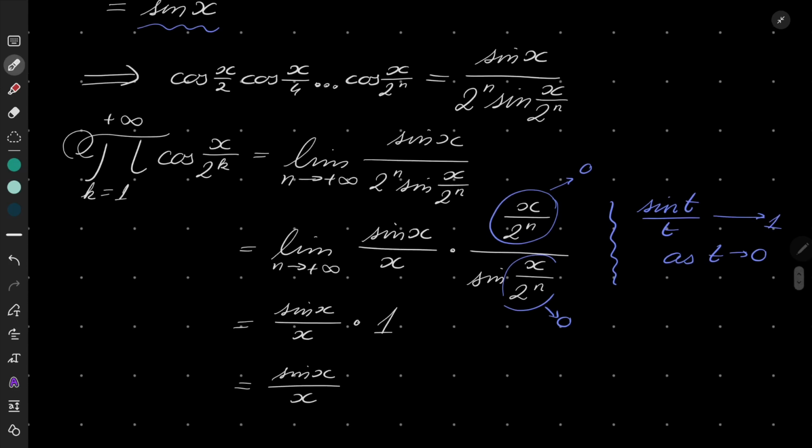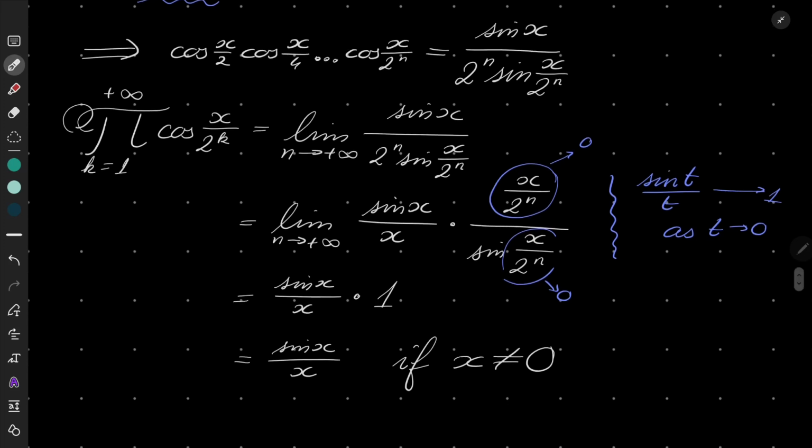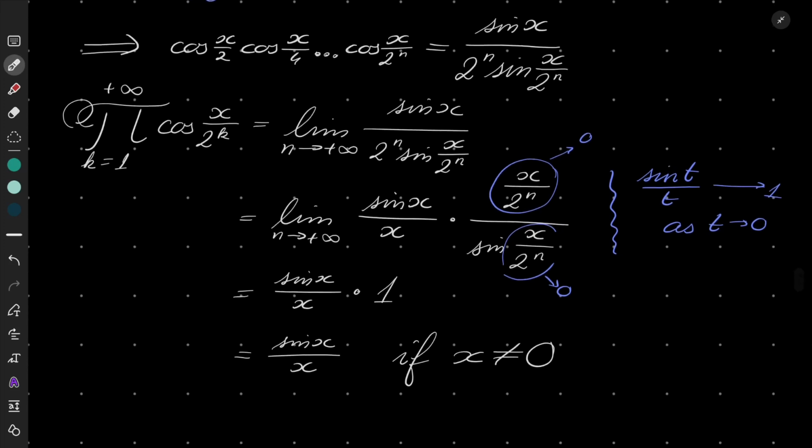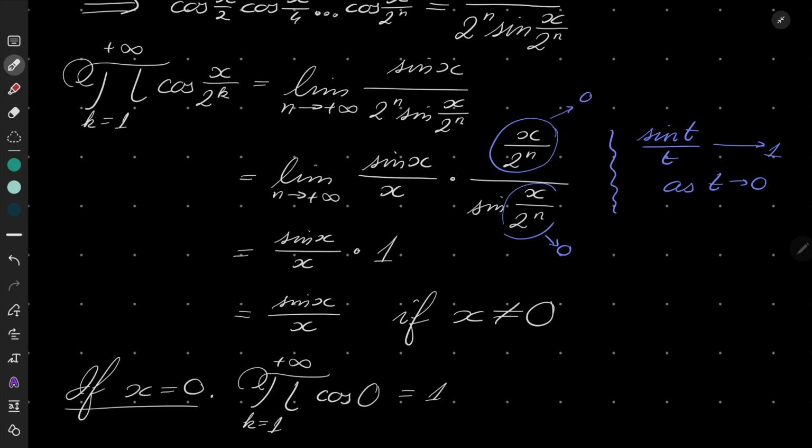Of course, if x is not 0, because for x equals 0 we have division by 0 and it's a problem. So we have to consider the case of x equals 0 separately, but it's pretty easy. If x equals 0, then our infinite product will have just a bunch of cosines of 0, and cosine of 0 is 1. So we'll have 1 times 1 times 1 and so on, and it's 1.